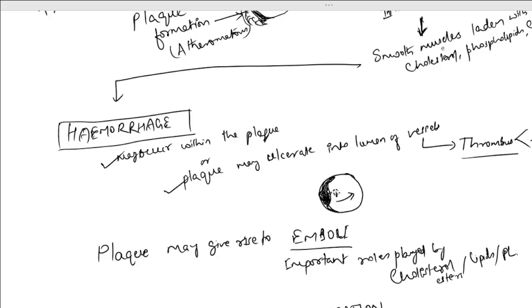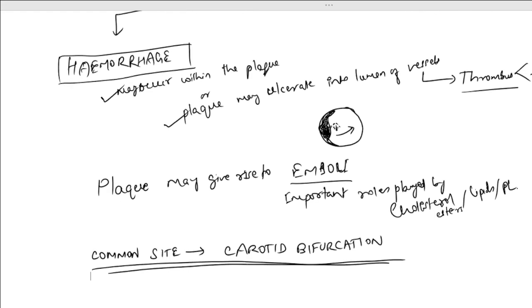Now, if we see a simple thing, just try to understand. I'll change the color first. The situation you see, first situation I am giving you: the blood vessel is there. This is the first situation.